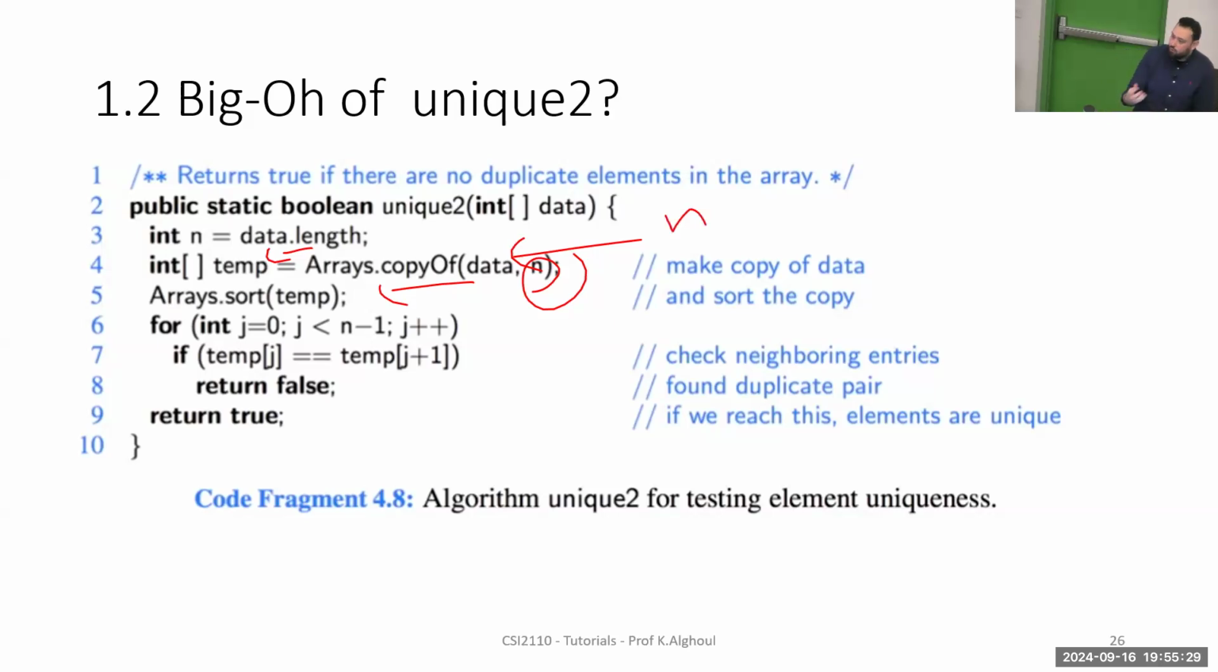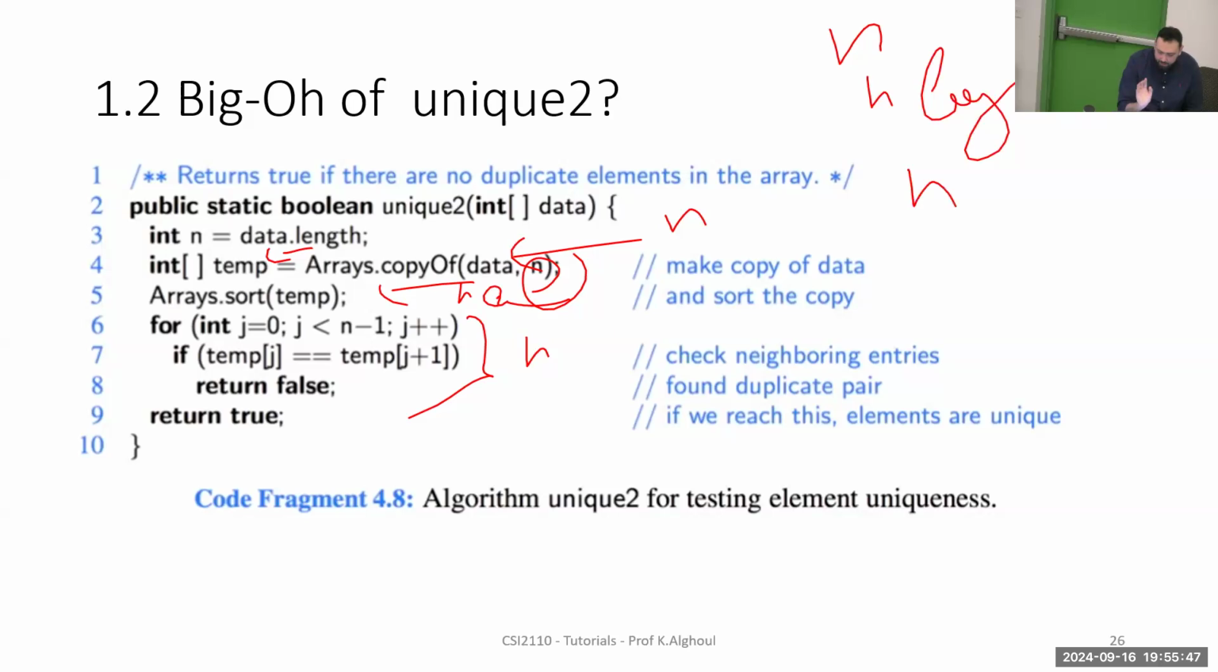Now, Arrays.sort, I'm going to say, let's say, n log n. And then whatever is inside this loop, let's say it's n or n minus 1. What's going to happen here? So I have n log n, and then let's say I have n or n minus 1, whatever. So what is the final answer? Yes? Why?